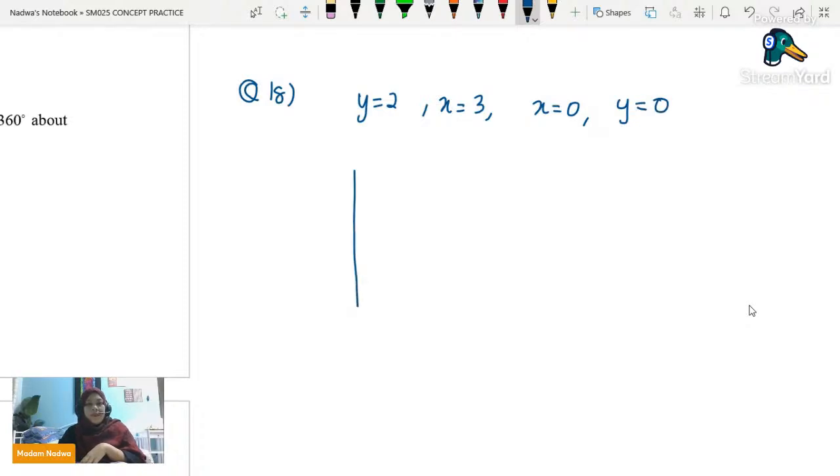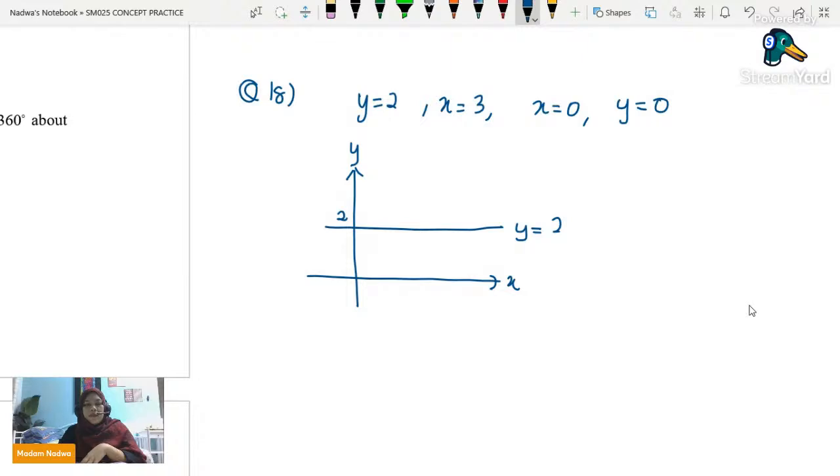Okay, Y sama dengan 2. So ini adalah paksi Y. So Y equals to 2. Ini adalah paksi X. So Y sama dengan 2, of course horizontal. Horizontal macam ni sebab ini dia kata Y sama dengan 2. So 2 tu mesti berada dekat atas Y. So Y equals to 2.